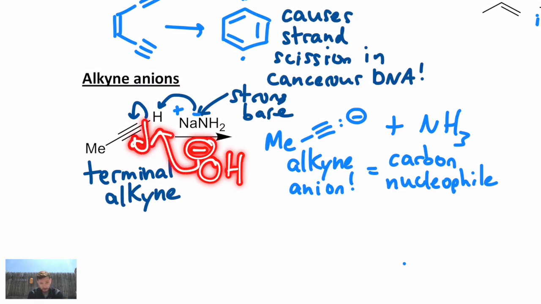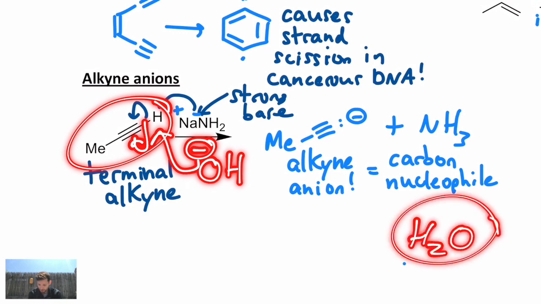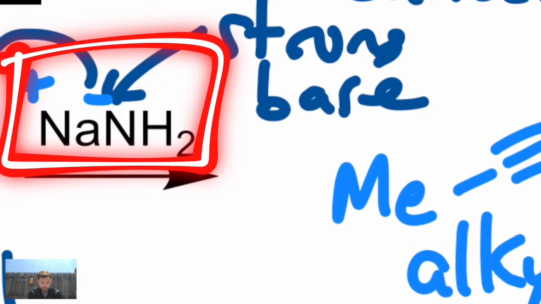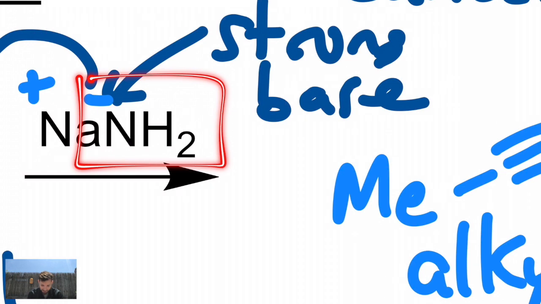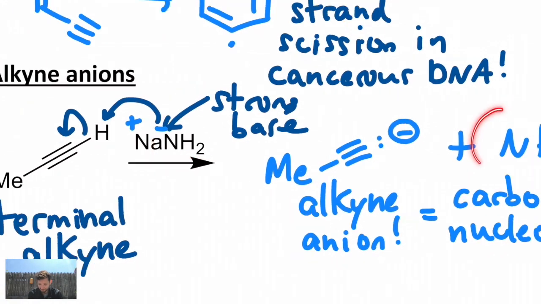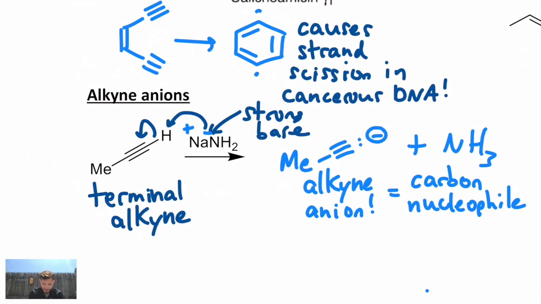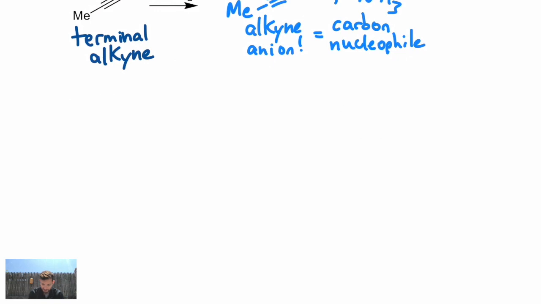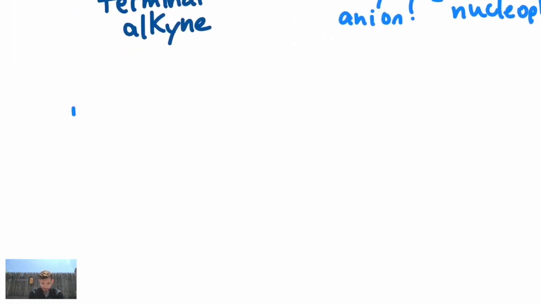If we imagined what it would look like, you would be comparing the pKa of 25 with the pKa of something like water, which is only 16, and the equilibrium would go to the left. So we need a very strong base to do this. This is actually the conjugate base of a base. This is the anion of a weak base, ammonia, NH3. All right, so what can we do with this? There are three things that we can do with an alkyne anion where we use it as a nucleophile. Number one, we can do SN2 reactions.